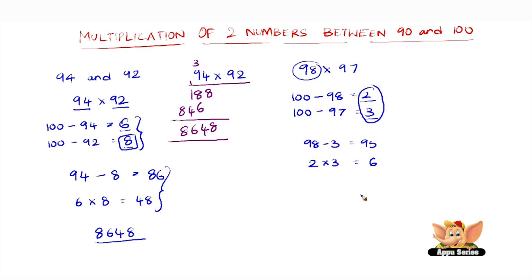But here we are not supposed to write only 6. We have to place a 0 before 6 if it is less than 10. Now just combine these two, and here we go. It is 9506. So 9506 is the answer of 98 into 97.